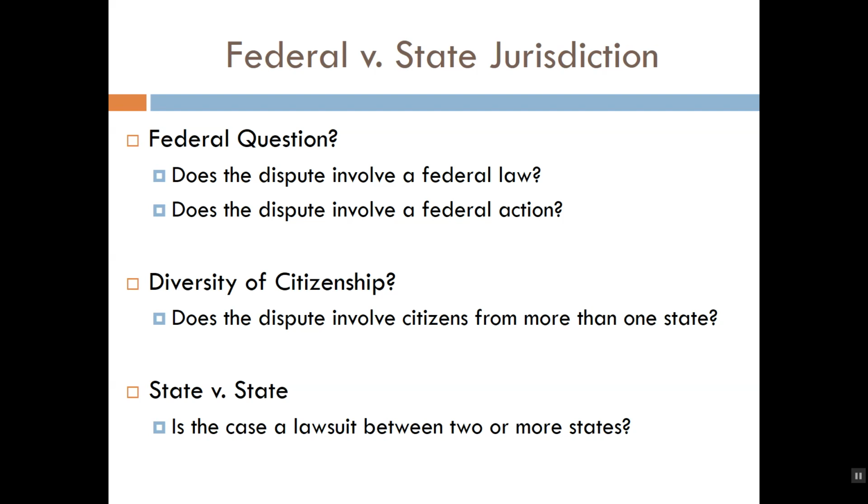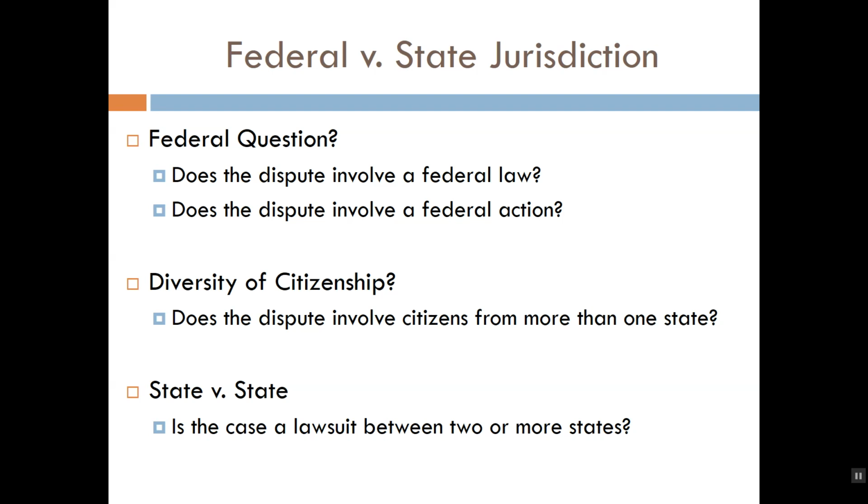Next on our list is the diversity of citizenship. To have a diversity of citizenship, a case must involve disputants from more than one state. So if you've got an Oklahoma business owner in Durant being sued by a Texas citizen, that's a diversity of citizenship, and we would go to the federal government, which again makes sense if you think about it.